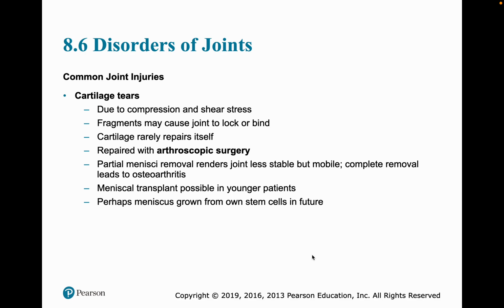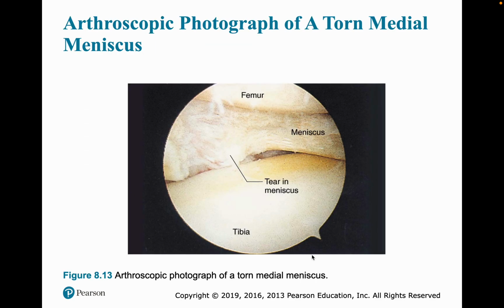Joint and a little bit on development. So common injuries would include cartilage tears. These usually have to be repaired with arthroscopic surgery. Here is a picture of an arthroscopic photograph of a torn medial meniscus.